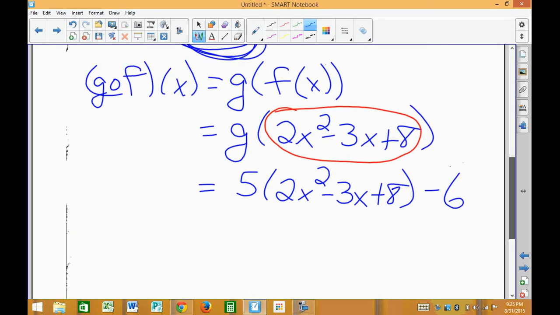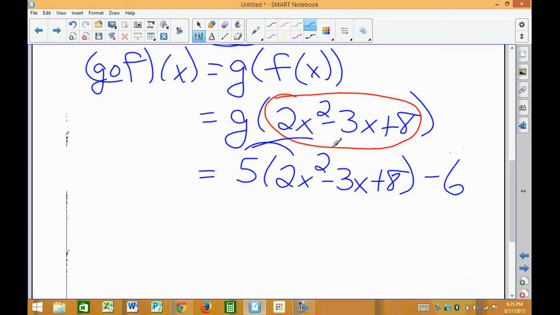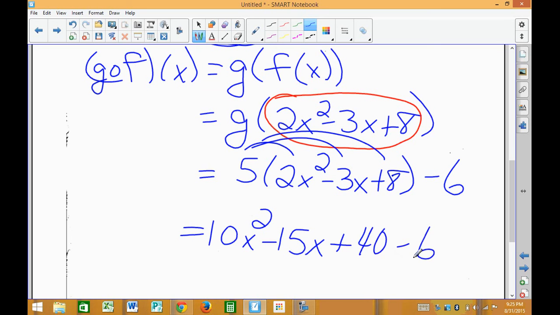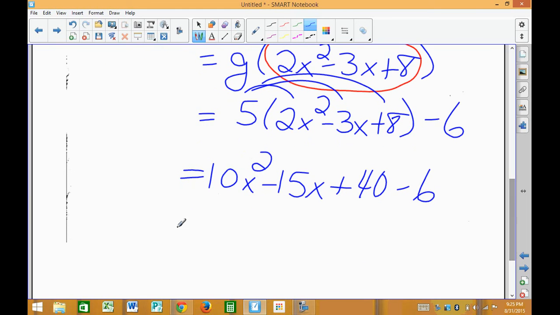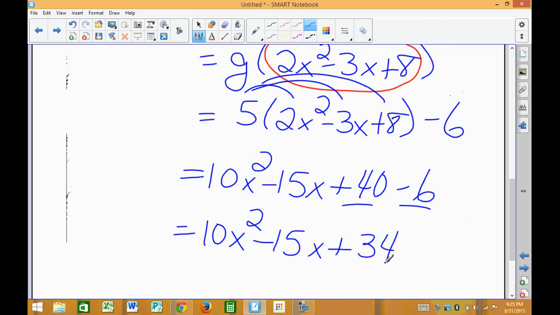And then we just clean that up. We can distribute. We get 10x squared minus 15x plus 40 minus 6. Combining like terms, any x squared terms, just the 10x squared. The x, only the minus 15x. And the plain numbers, I have 40 and negative 6, so that's positive 34. So that's g of f of x.